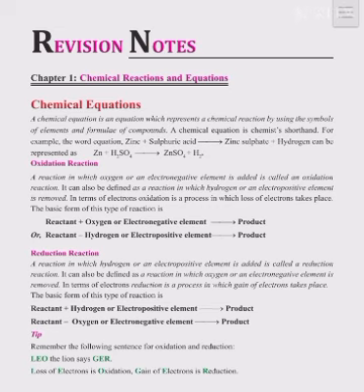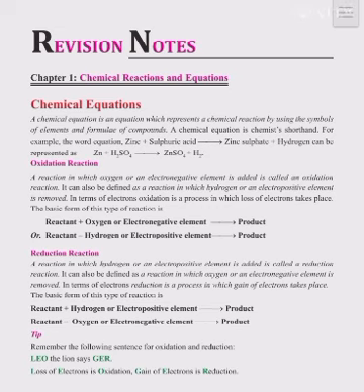Chemical equation. First we will start with the definition. A chemical equation is an equation which represents a chemical reaction by using the symbols of elements and formulas of compounds. A chemical equation is chemist shorthand. For example, the word equation zinc plus sulfuric acid gives zinc sulfate plus hydrogen can be represented as Zn plus H2SO4 gives ZnSO4 plus H2.